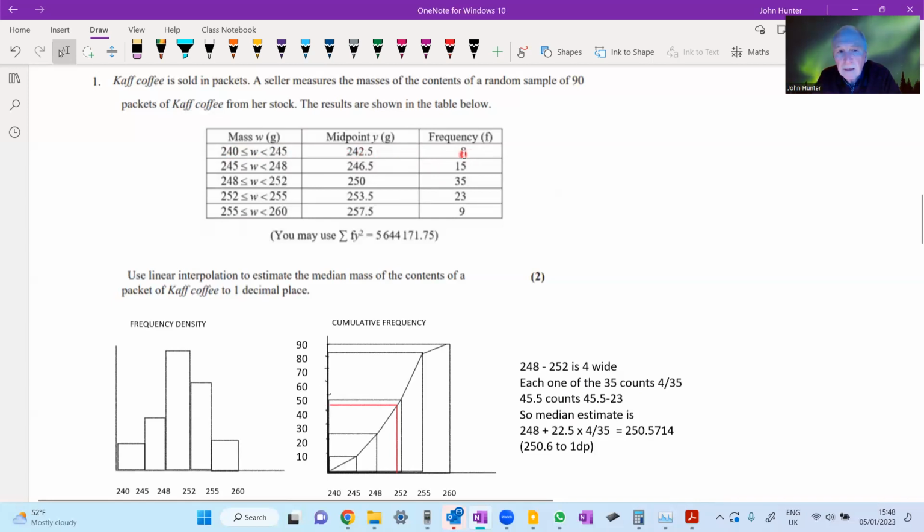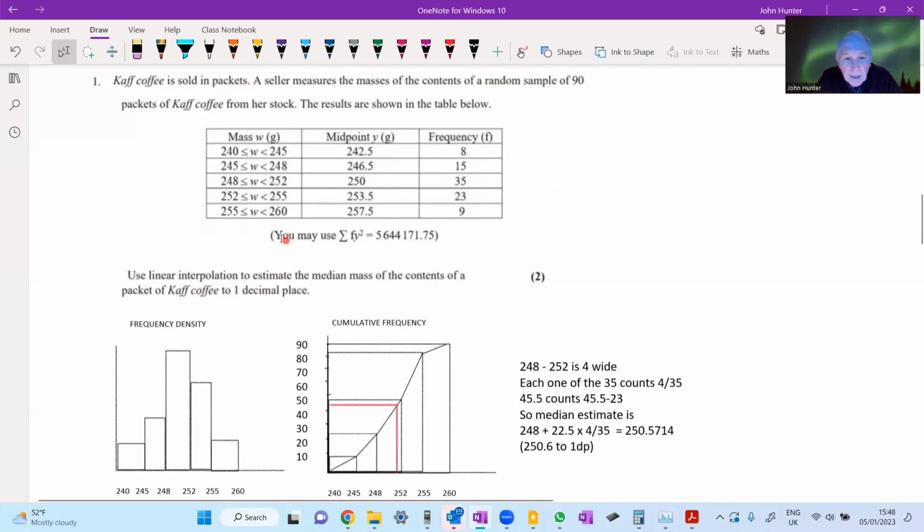And so we could get an estimate for the total mass of these 8 in this band simply by multiplying the midpoint by the frequency. If we did that for each band, we'd have an estimate for the total mass in each band. Then if we added all those up, we would have an estimate for the total mass of all 90. And if we divided that by 90, we would have an estimate of the mean. So that is something that does crop up. But we're not looking at that just at the moment.